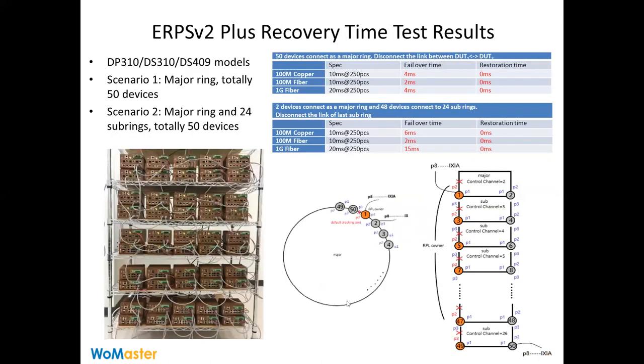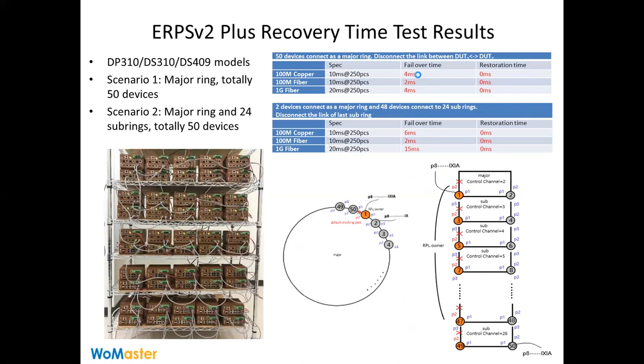Let's take a look at our WOMASTER ERPS version 2 plus recovery time test results. We tested different DP models. Scenario one is one major ring with totally 50 devices. Scenario two uses a major ring and 24 sub rings, still totally 50 devices. We can see the failover time and restoring time of different interfaces. The minimum is 2 milliseconds failover time, which is better than our expected. And the seamless restoration time is 0 milliseconds. On the gigabit copper, we still get 4 milliseconds recovery time.